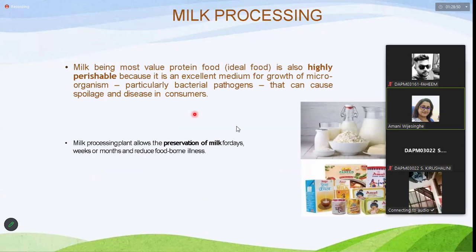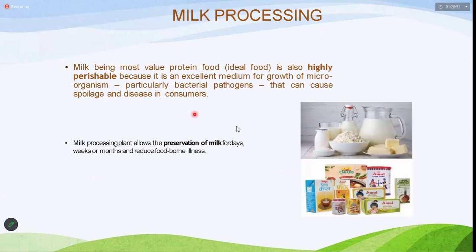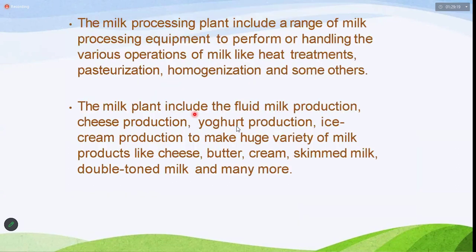So why do we need to consider food hygiene during milk processing? Because this is a high protein product and the high water content is there, so it is easily attacked by microorganisms. So we call it perishable. It's an excellent medium for the growth of microorganisms. So to prevent this, we can have pasteurization, sterilization, and production of different products like yogurt.